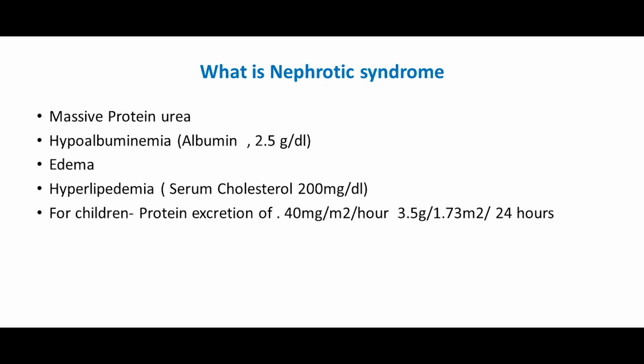This is a condition which contains three main symptoms. One is massive proteinuria, especially albumin; hypoalbuminemia will be there, with albumin below 2.5 grams per deciliter in the blood. There will be massive edema, then hyperlipidemia, that is, serum cholesterol above about 200 milligrams per deciliter. When there is a combination of these three symptoms, it usually manifests as nephrotic syndrome.